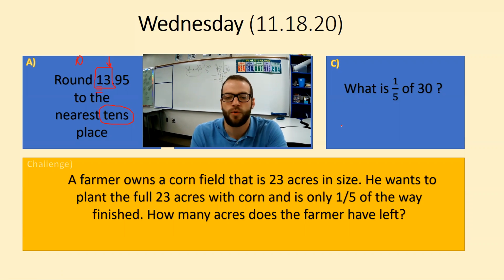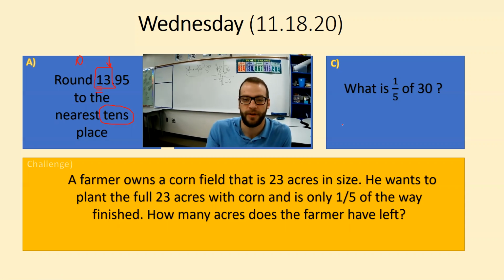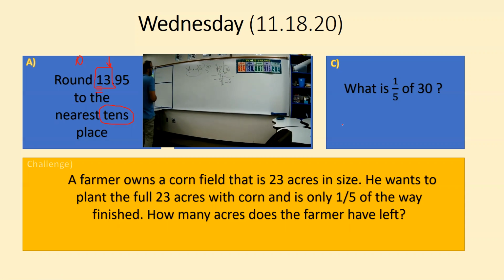A farmer owns a cornfield that is 23 acres in size. He wants to plant the full 23 acres with corn, but he is only 1/5 of the way finished. So he only is 1/5 of 23 finished. So how many acres does he have left? Well, if he's 1/5 done, he still has 4/5 to go. So we want to figure out what 4/5 of 23 is. Woo, tough. 4/5 of 23. So we have 4/5 of, and "of" means multiply, and we're going to figure out what 4/5 of 23 is.